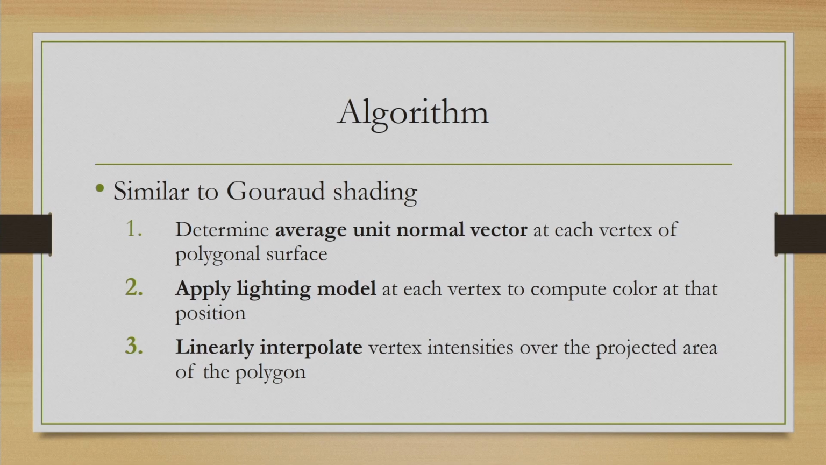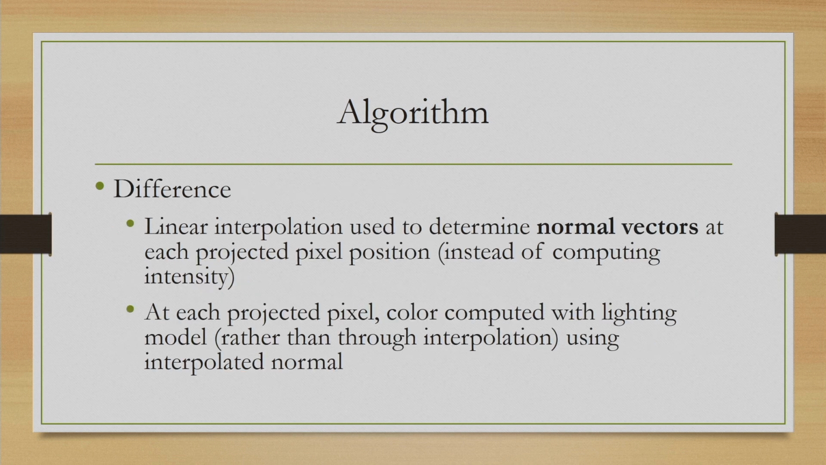I will just mention the 3 steps. In the first stage, we compute the average unit normal vector like in Gouraud shading. Stage 2, we apply the lighting model at each vertex to compute color, and in stage 3, we apply interpolation, but in a different way. What is the difference?